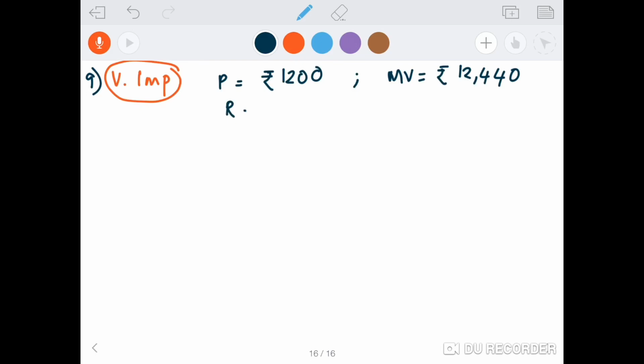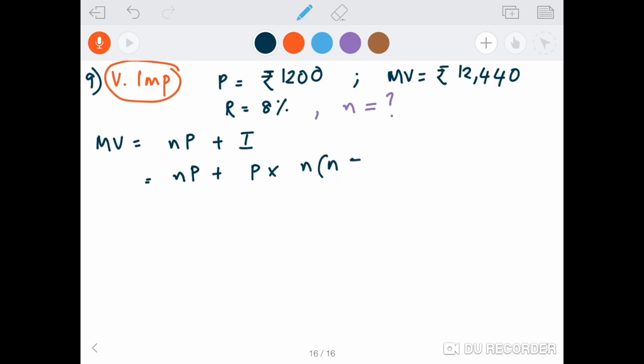He's given you the principal to be 1,200, maturity value is 12,440, and your R is 8%. So let us calculate the total number of months for which the investment has taken place. So I'm going to put the formula, which is the only formula in this chapter, which is NP plus I. I'm just going to substitute all the values now. We know the formula for interest is P times N into N plus 1 by 2 times 12 by R by 100. Your maturity value is 12,440.